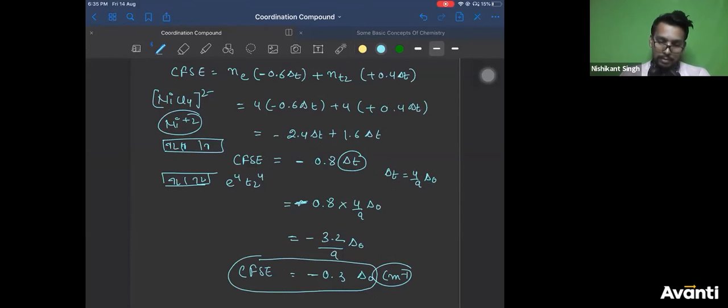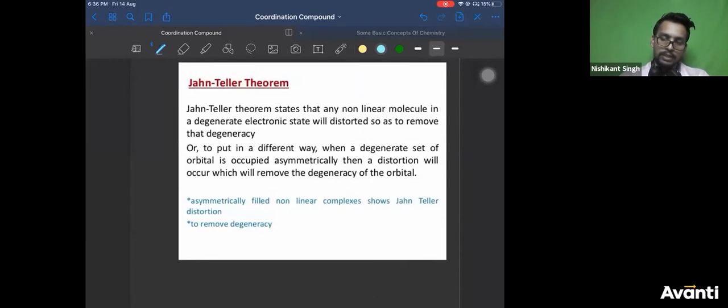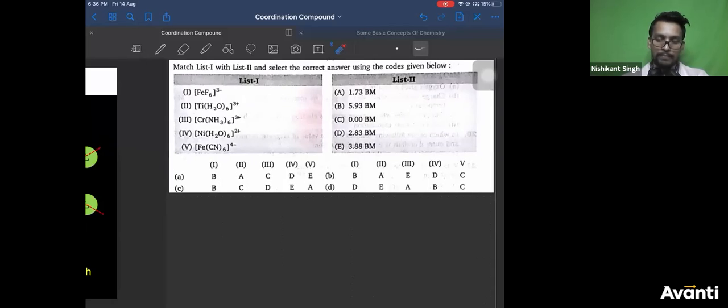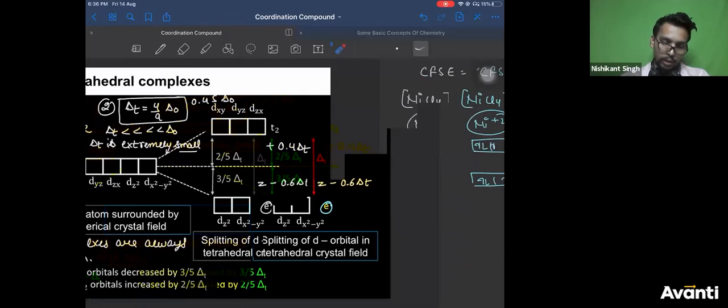Is that clear, everyone? So this is the only change you'll get in tetrahedral complex. Rest everything is the same. This is all in your exam syllabus for the coming Sunday, right? We have a similar concept in square planar complex also. I will discuss it after your exams. It is not relevant for your coming exam. So this is your syllabus till your Sunday exam. Now let us do some questions on it.